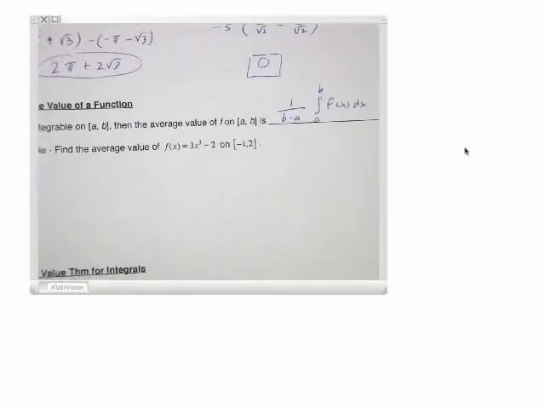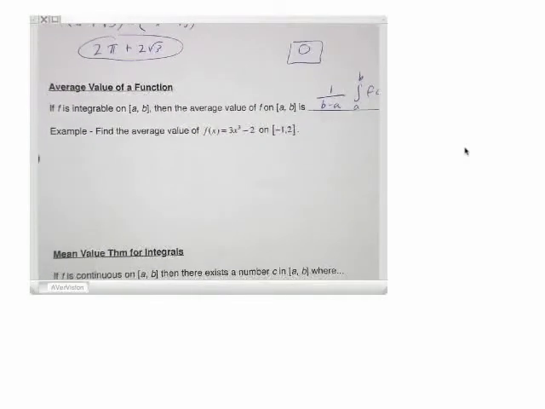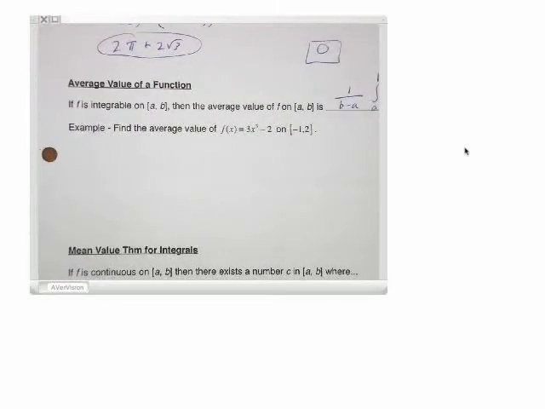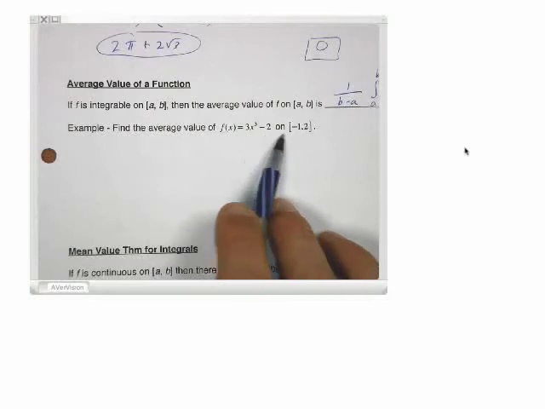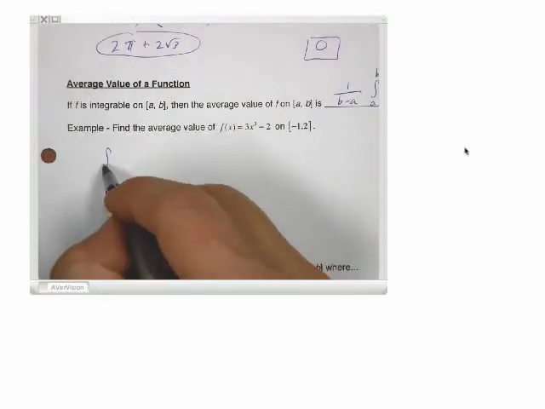Okay? On our example here, I'll show how that's done, and then I'll show visually what's going on there. So first of all, it says find the average value of this function on the interval from negative 1 to 2. So I'm going to integrate that function from negative 1 to 2.